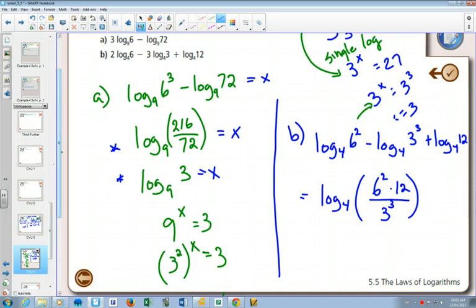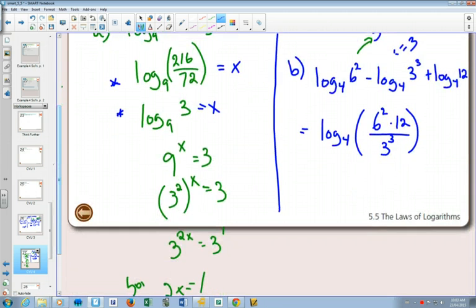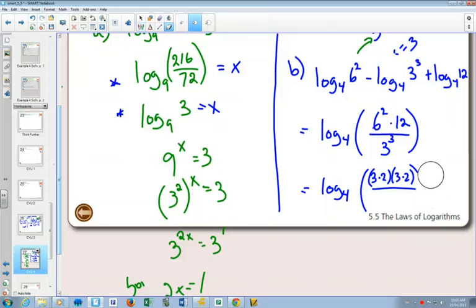Now, if this were a non-calculator question, I would highly recommend not multiplying 6 squared to get 36 and then trying to multiply that by 12. Your numbers are going to get really big. What we're going to do is, you agree that 6 squared is 6 times 6? Can you see that 6 is 3 times 2? So that would be 3 times 2 times 3 times 2. I'm going to give myself a little bit more space here. And 12 is 3 times 4. Can you see why I'm doing that?